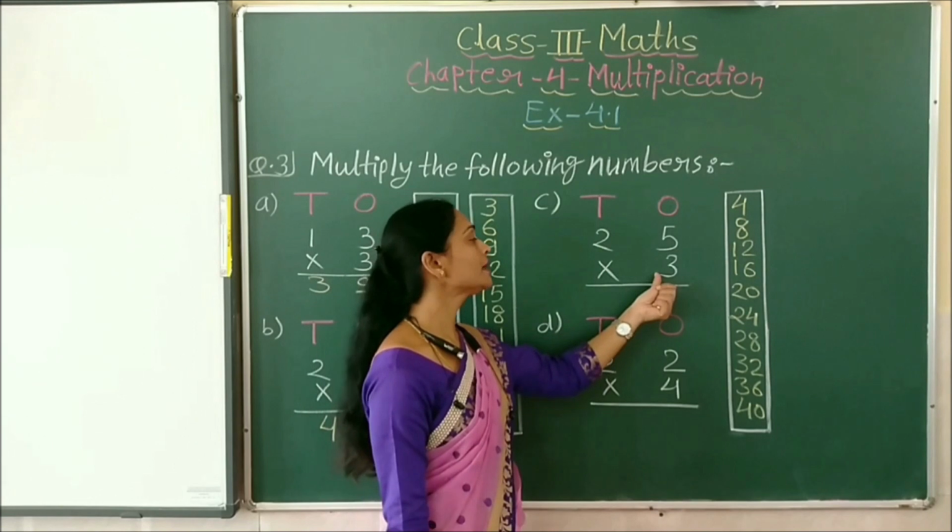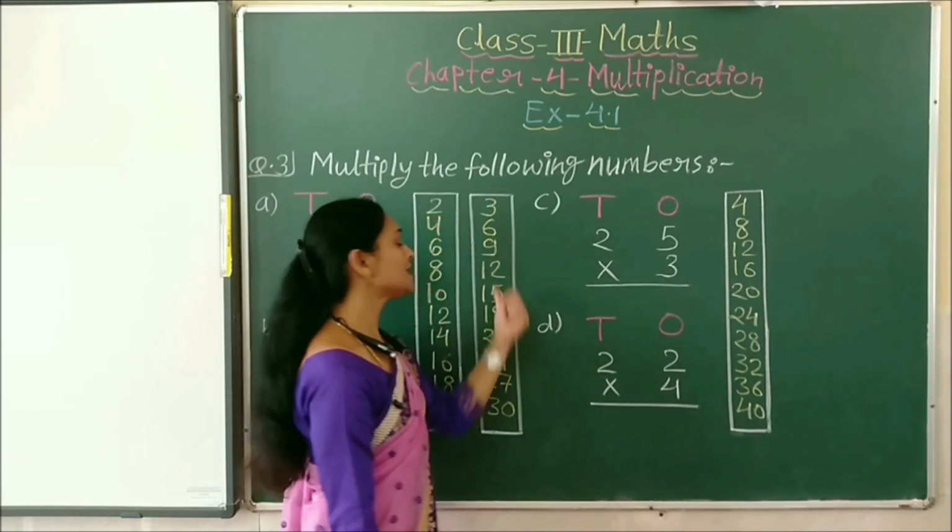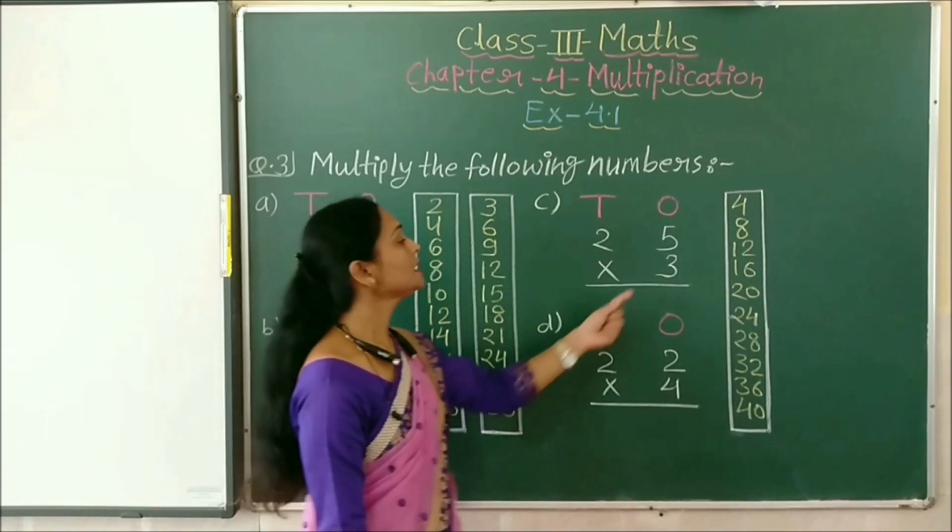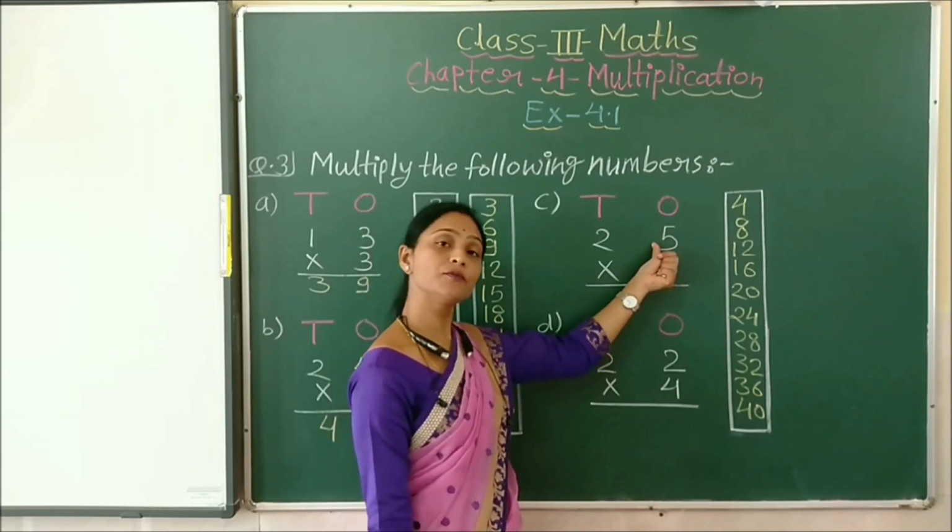Now we will solve this third one. Here we are multiplying again with 3. So this 3's table only we have to remember. See, first we have to multiply this 3 with 5.